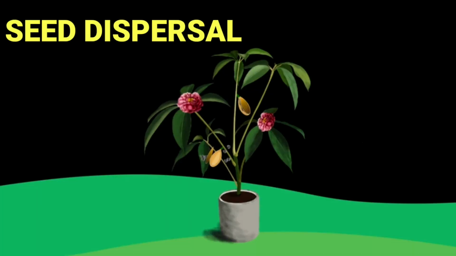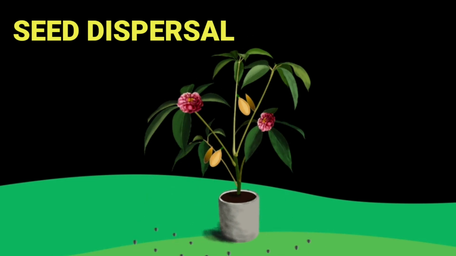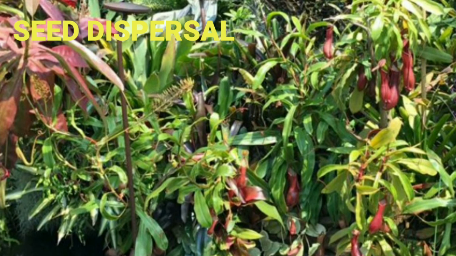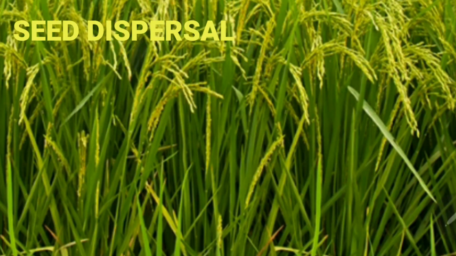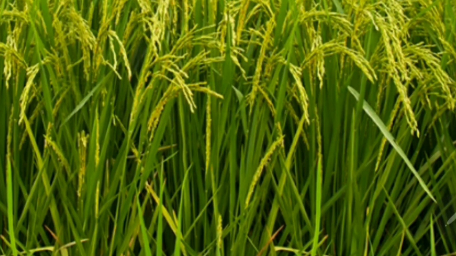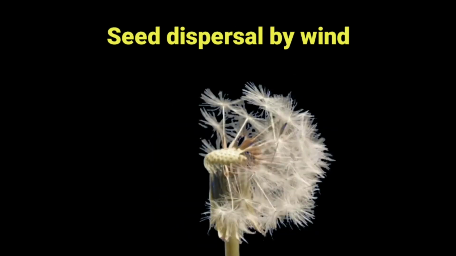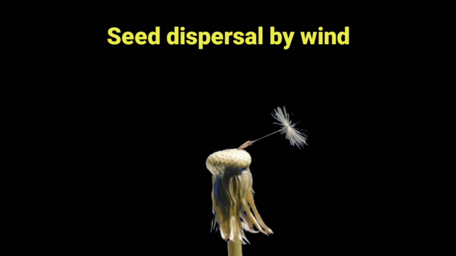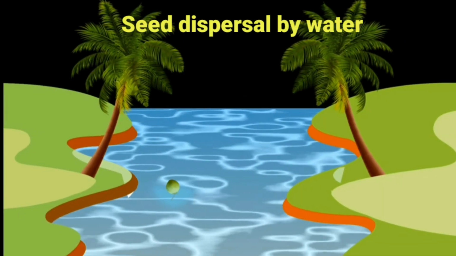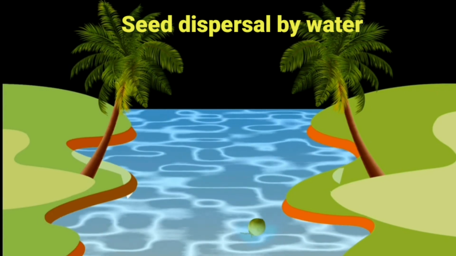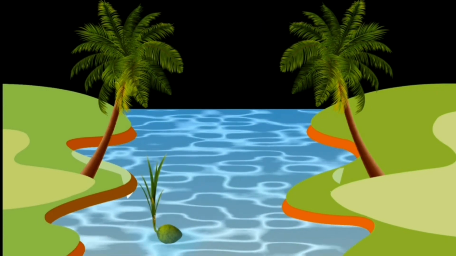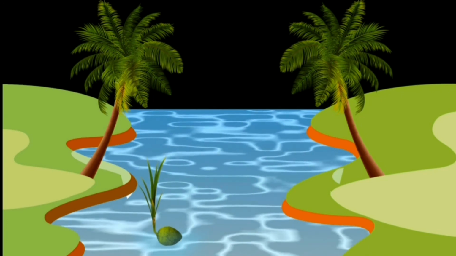Seed dispersal is necessary for the healthy growth of a plant. Seed dispersal helps the plants to prevent overcrowding, avoid competition for sunlight, water, and minerals, and invade new habitats. Seeds and fruits of plants are carried away by wind, water, and animals.